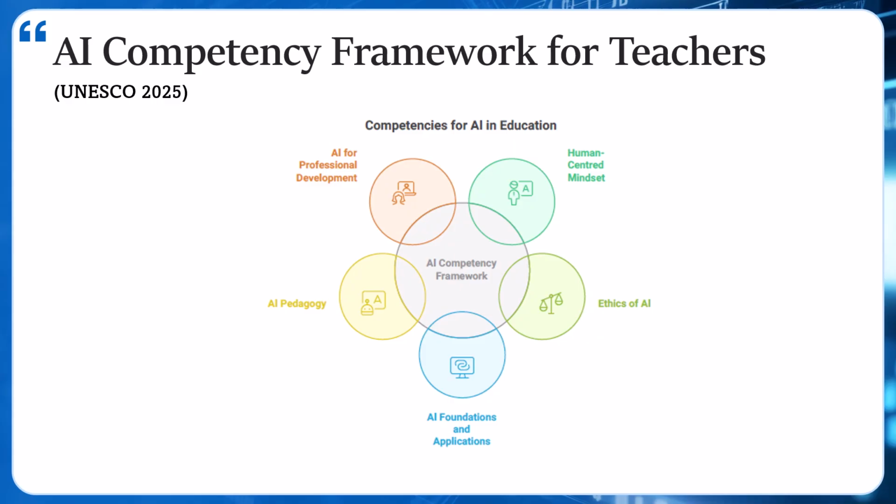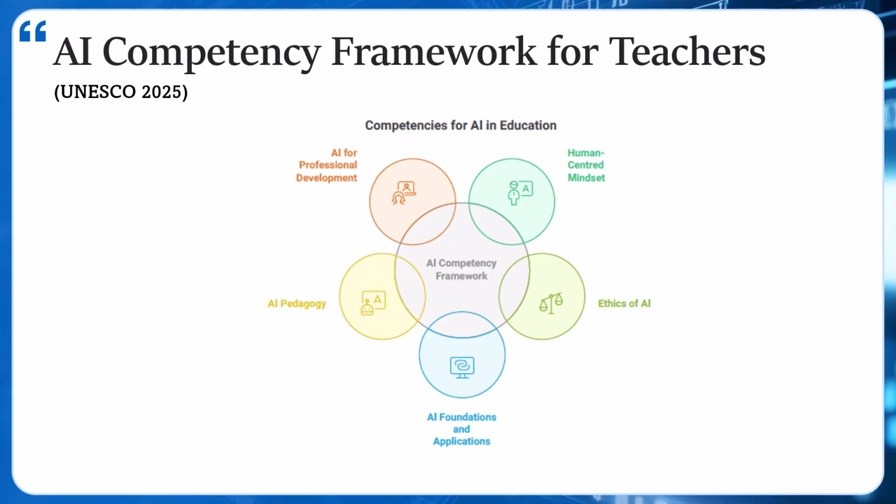The framework is built on 5 core competency areas. First, a human-centered mindset. We lead with a focus on human agency, accountability, and social responsibility. Technology should support, not override, human decision-making in the classroom. Second, ethics of AI. As leaders, we promote and model ethical principles, such as fairness, transparency, and responsible use. We need to be aware of biases and limitations in AI-generated content.